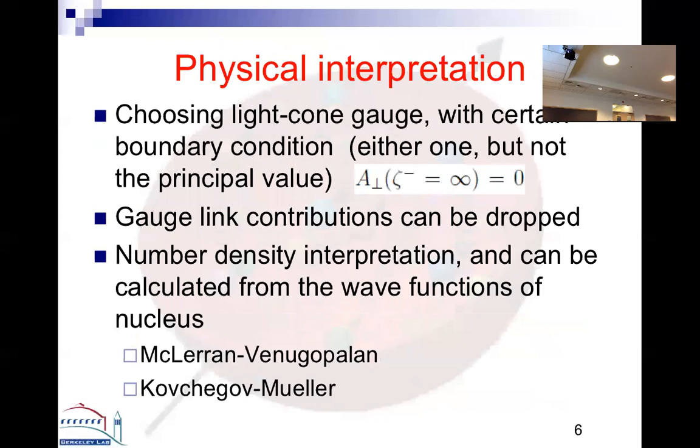If you choose a light-cone gauge with a certain boundary condition, for example, if I choose A at plus infinity equals zero, then actually you can get rid of the gauge links in this. So what happens if you don't have a gauge link contribution? Then you do have a number density interpretation, because basically you can write down the field in terms of creation and annihilation operators.